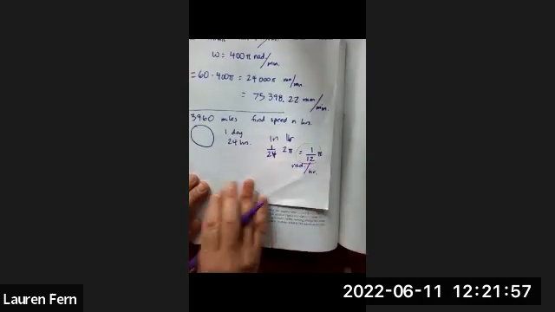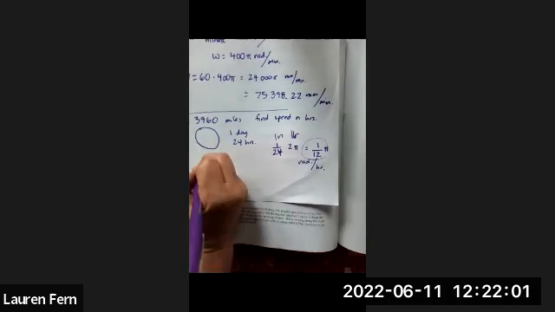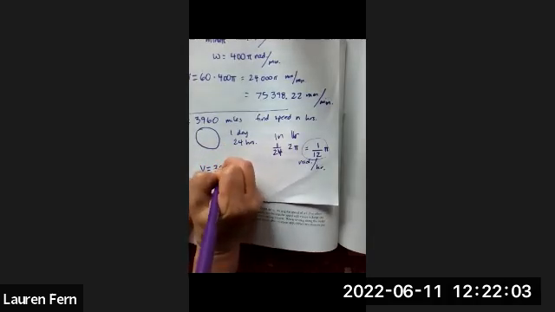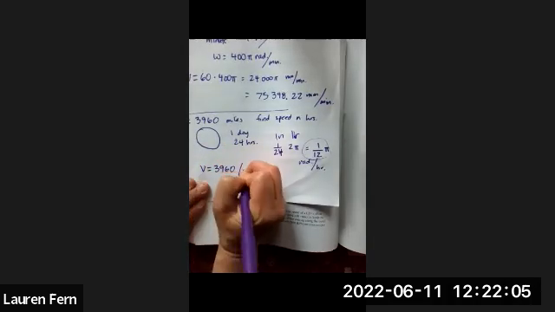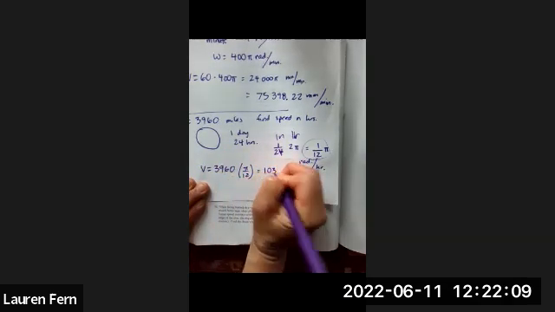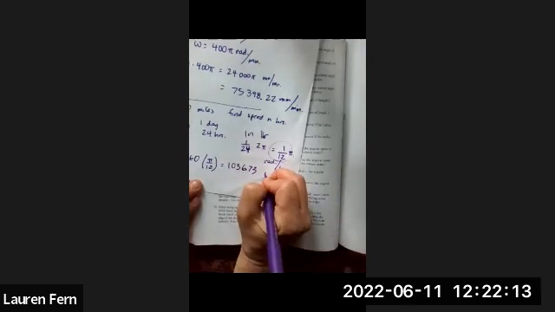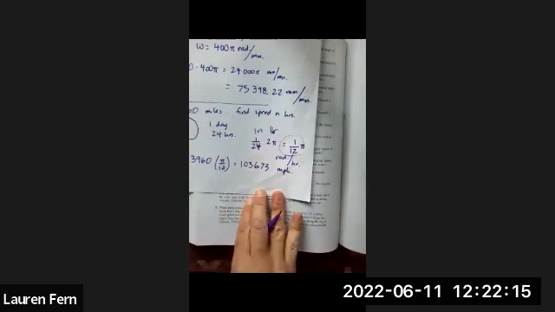Well, now that I have my angular velocity, to find my linear, I just take that times the radius. And we're going to get about 1036.73 miles per hour.